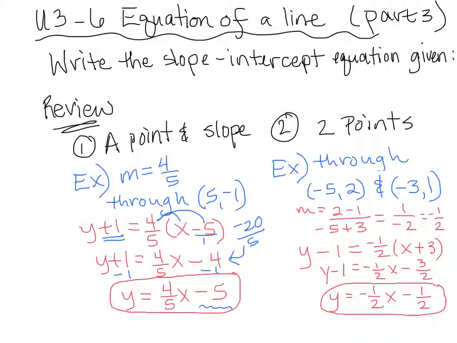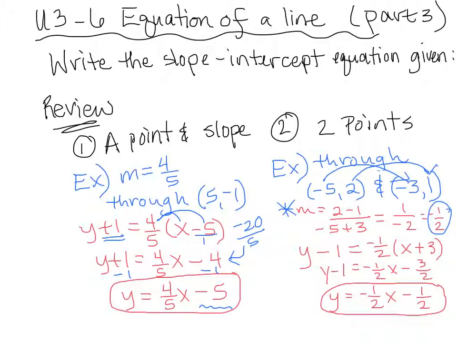In example 2, I first had to find the slope between the 2 points. Okay, and I did my subtraction of the y values in the top, and then I did the subtraction of the x values in the bottom, and I simplified and got negative 1/2 as the slope of the line, and then I chose 1 point.